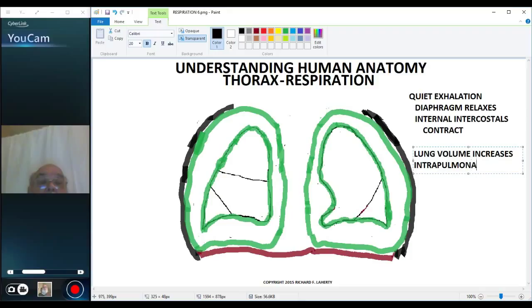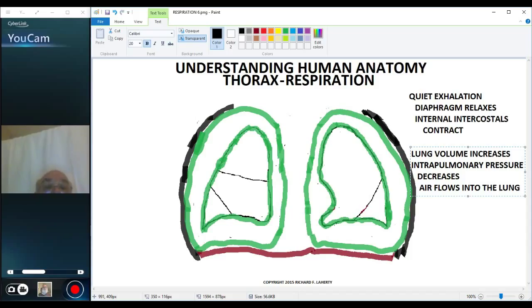And as lung volume increases, intrapulmonary pressure decreases, and thus air flows into the lung to equalize the pressure, to bring the pressure back to atmospheric. And in so doing, you have taken a breath in. You have inhaled.